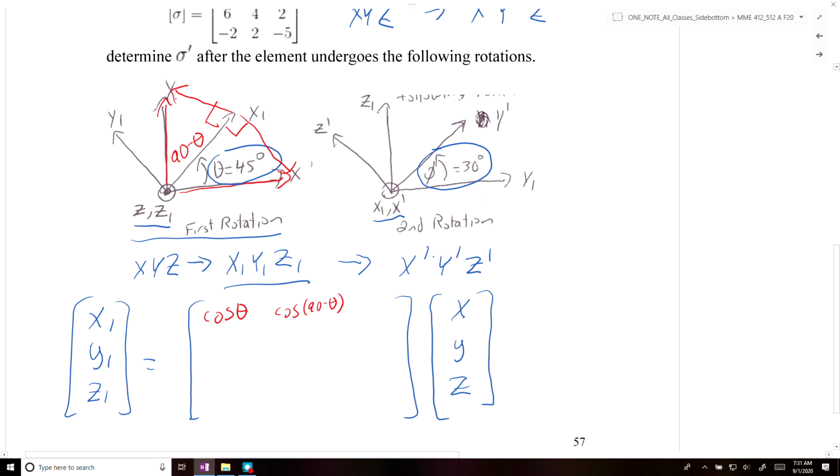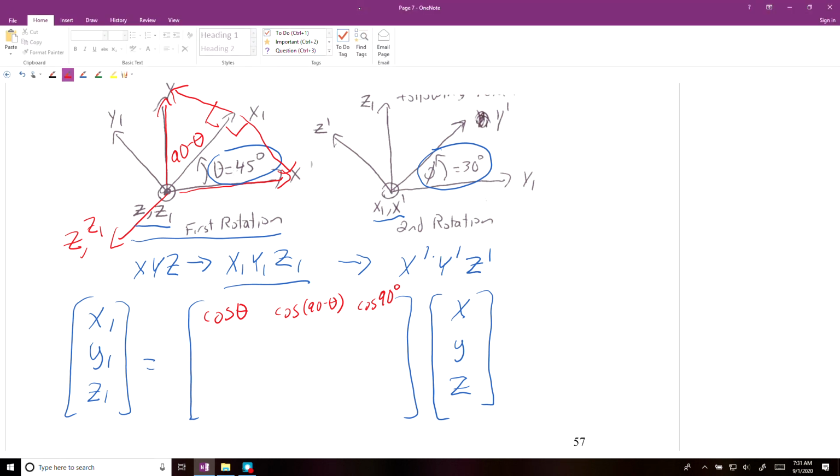Now z is drawn coming out of the page here. This is where z is going, and this is where z1 is going. Everything in the x1, y1 plane will be perpendicular to that, so it's 90 degrees apart. So we're going to write this as the cosine of 90 degrees. In a similar process, we can do the same thing for the y-axis here.